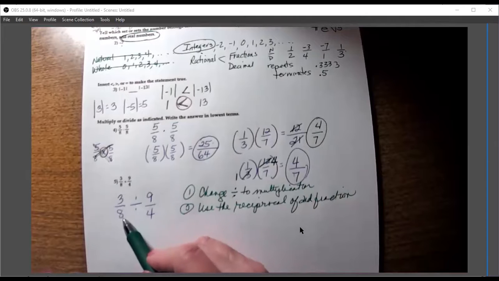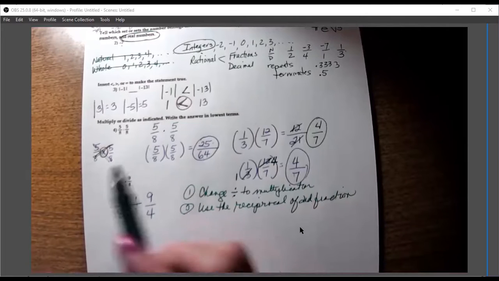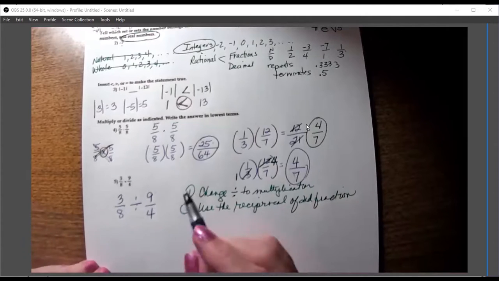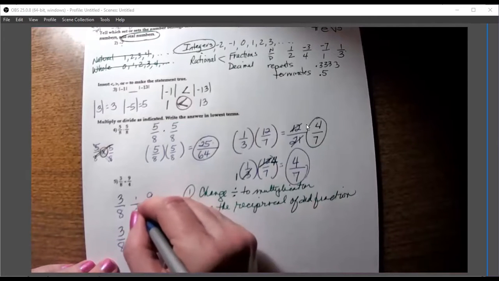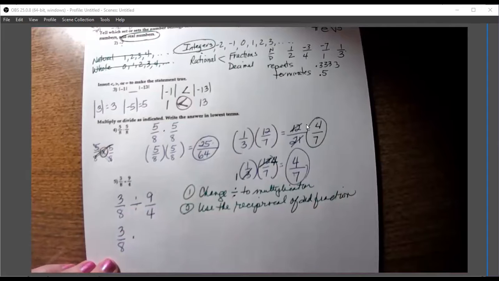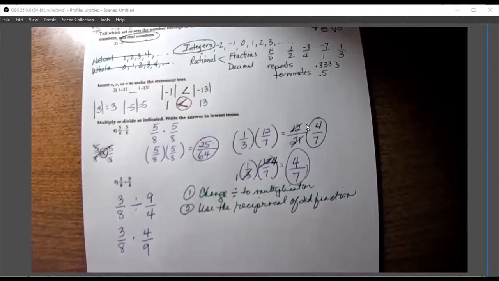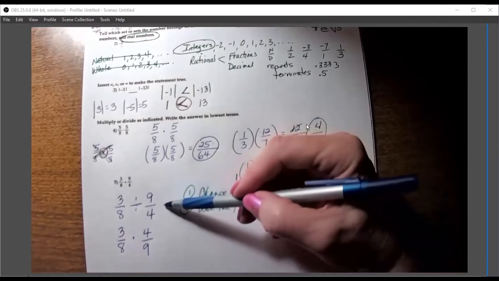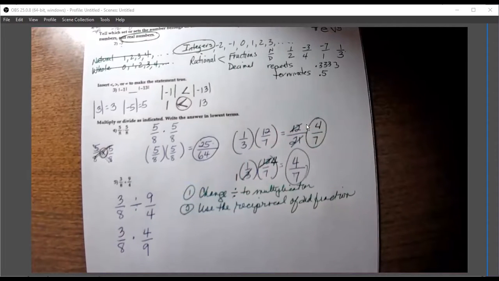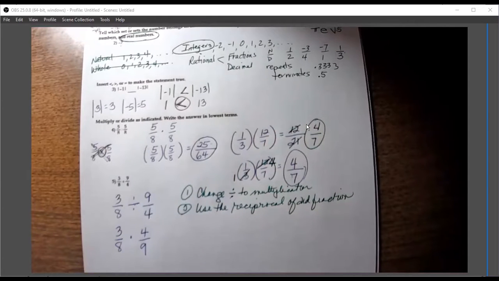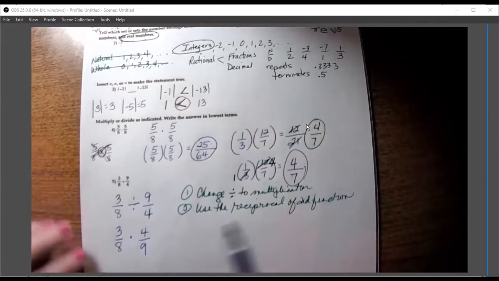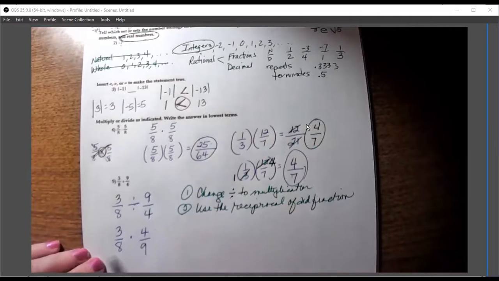So 3/8 divided by 9/4 has the exact same answer as 3/8, change division to multiplication, and use the reciprocal of the second fraction. It's very important you use the reciprocal of the second fraction, not the first one. So I've changed my division problem into a multiplication problem. And so now I have 3/8 times 4/9.